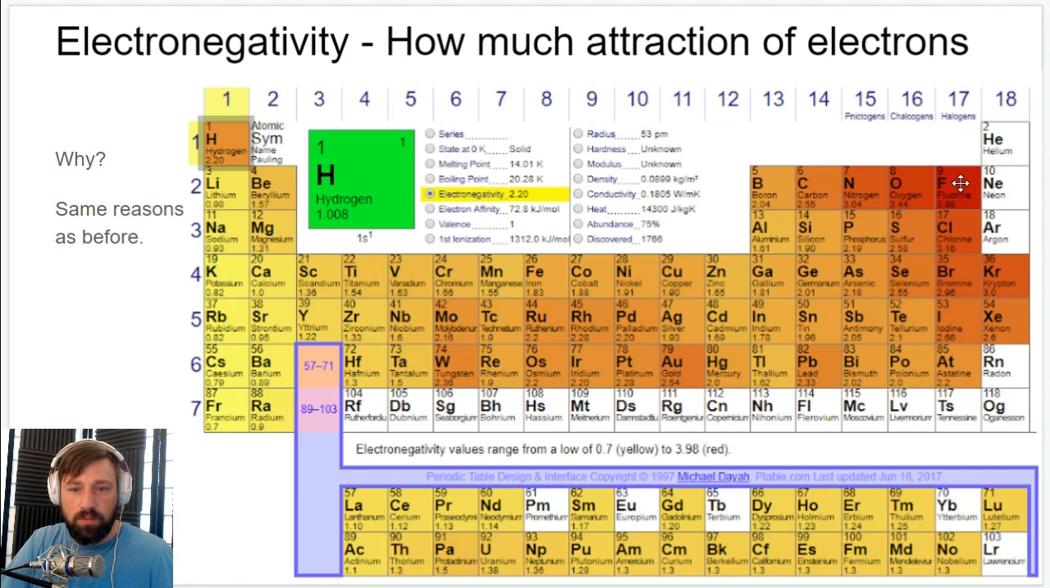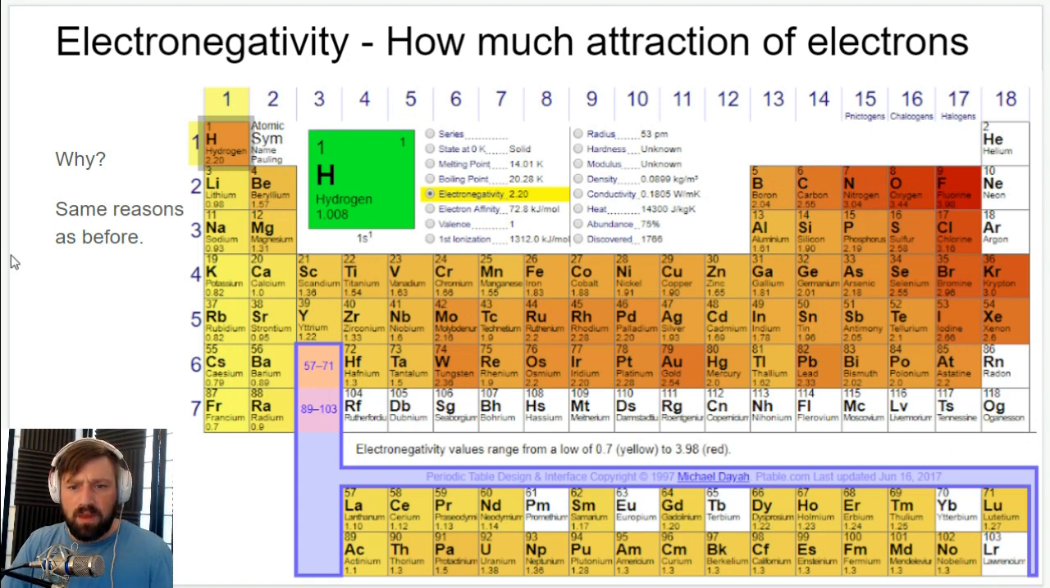So what about when you're moving this way, from right to left here? Why is it that we're getting less attractive as we're moving this way? What's the difference between fluorine and lithium? They're still the second energy level, but lithium has a lot fewer protons. So that means that the magnet in the center is not as strong, and therefore it's not going to be as attractive to the electrons as fluorine. Fluorine has a lot more protons. 1, 2, 3, 4, 5, 6 protons to be exact.